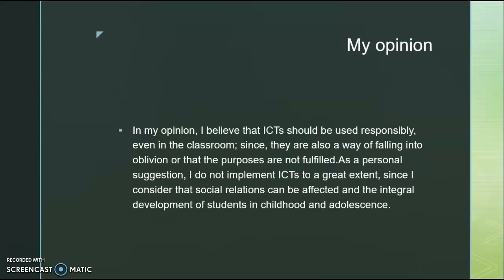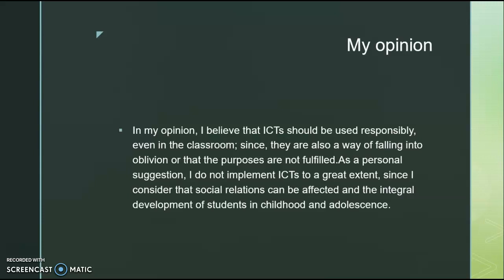My opinion. In my opinion, I believe that TICS should be used responsibly, even in the classroom, since they are also a way of falling into oblivion or of the purposes not being fulfilled.